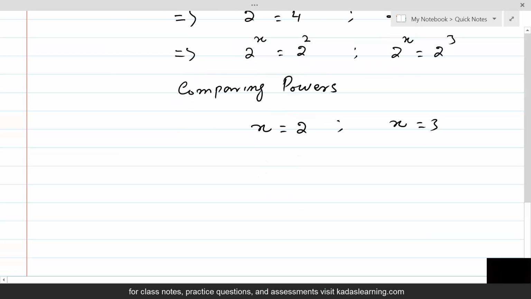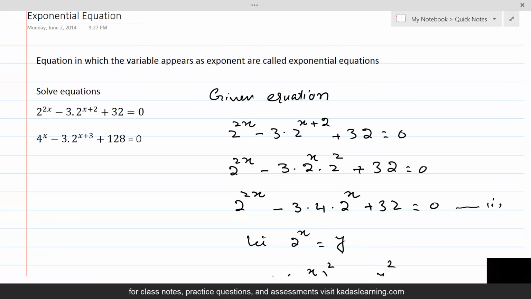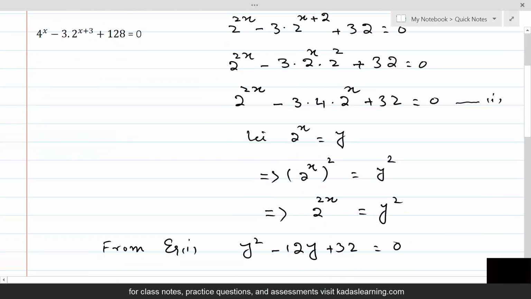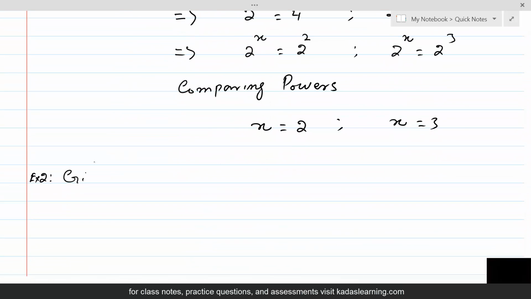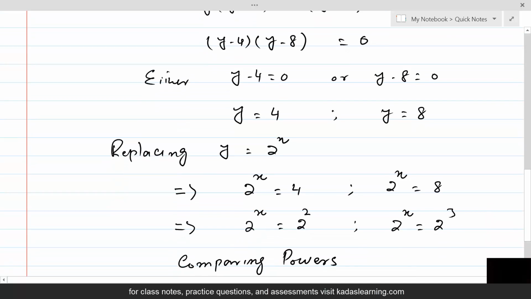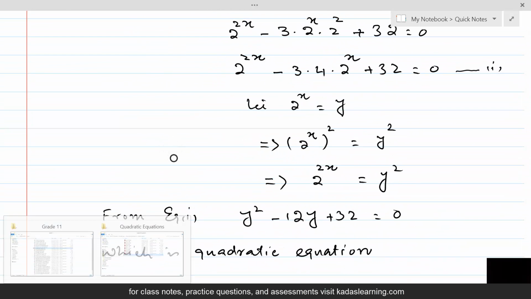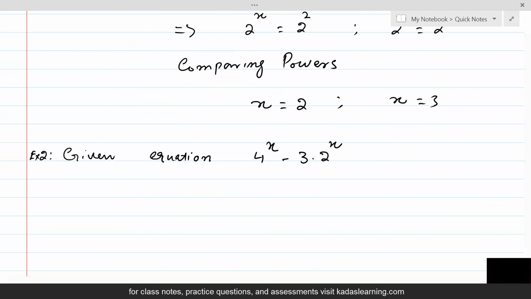Let's do one more question. This is example 2, and the given equation is 4 power x minus 3 times 2 power x plus 3 plus 128 equal to 0.